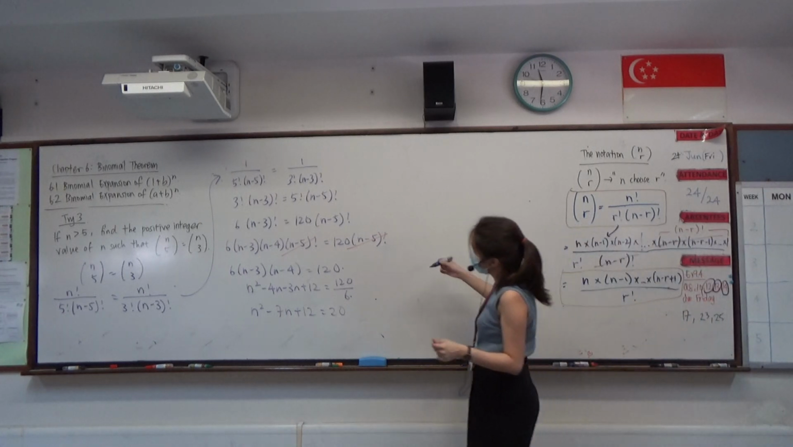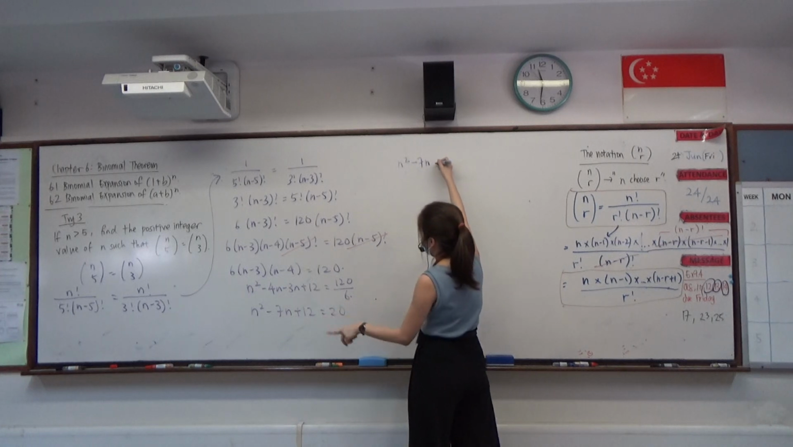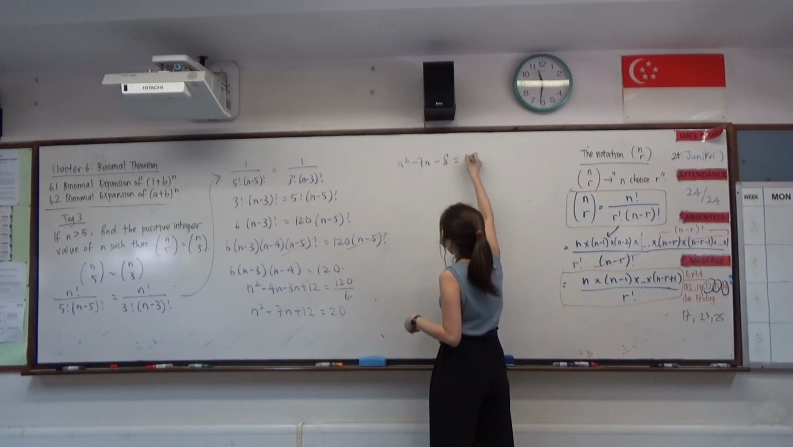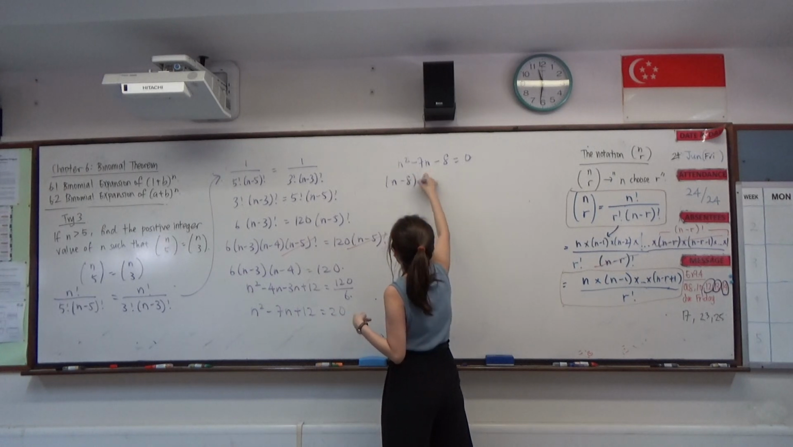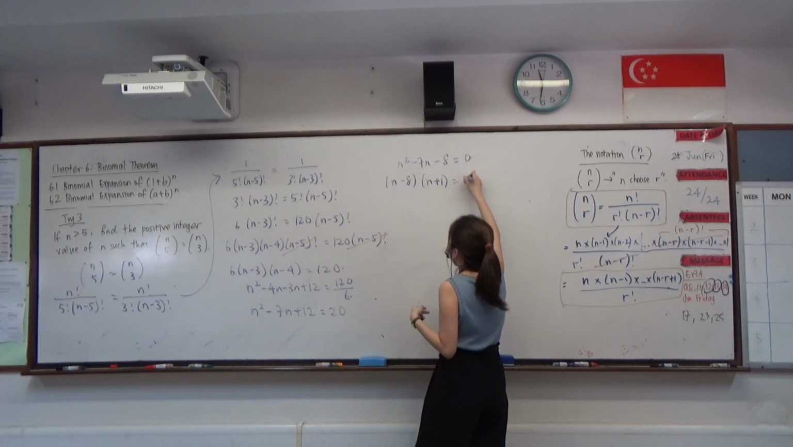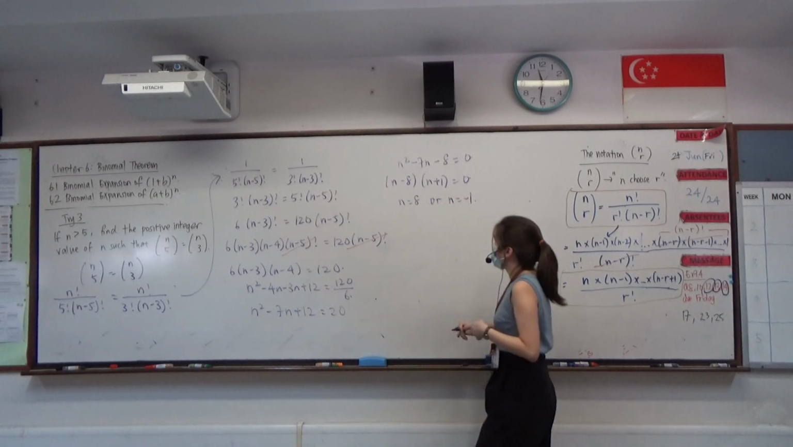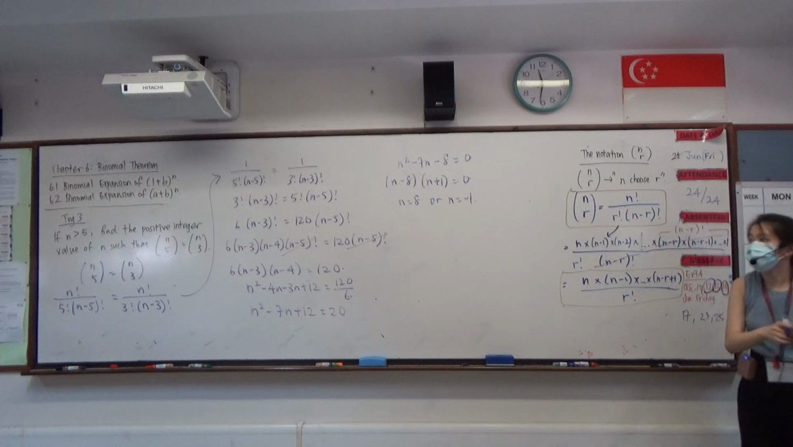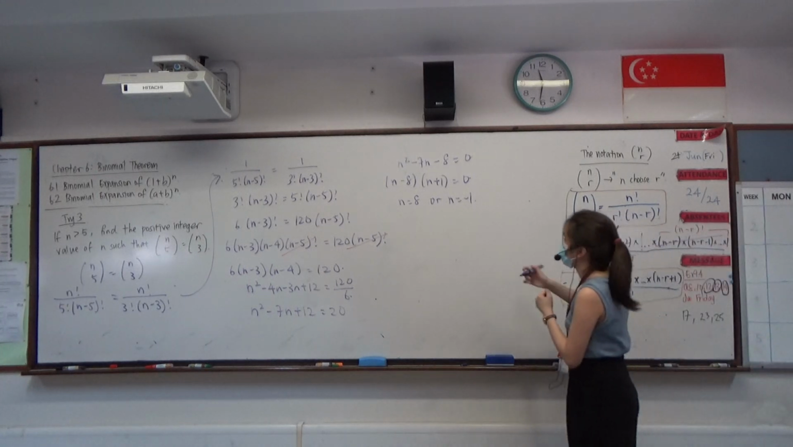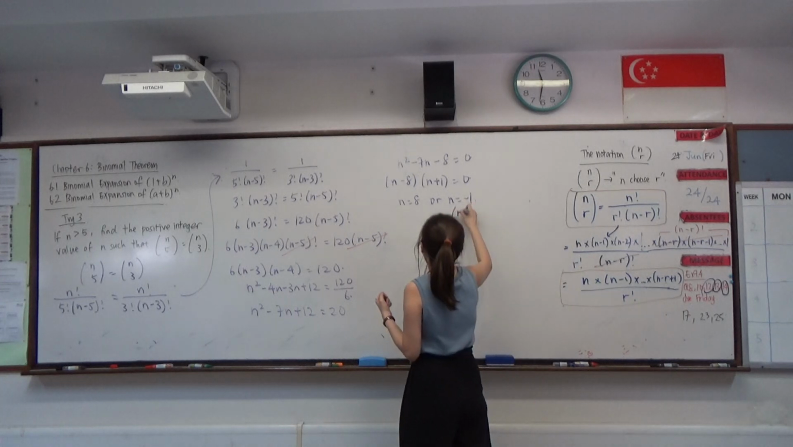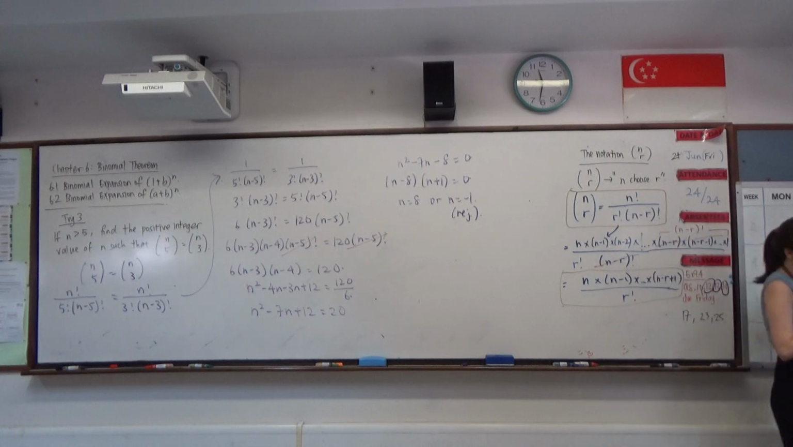Right, then after that we have n squared minus 7n plus 12 minus 20 minus 8. So n minus 8, n plus 1. So n is equal to 8 or n is equal to negative 1. We obviously reject the negative answer since the question says it's a positive integer. Okay, so therefore the answer is n equals 8.